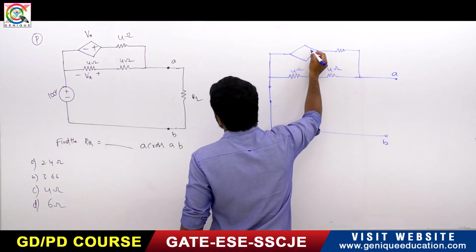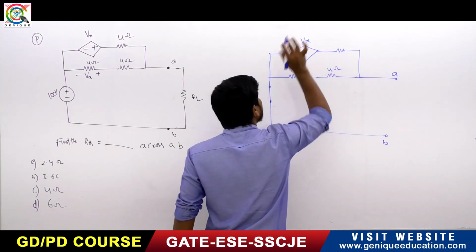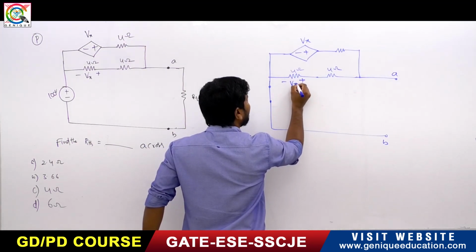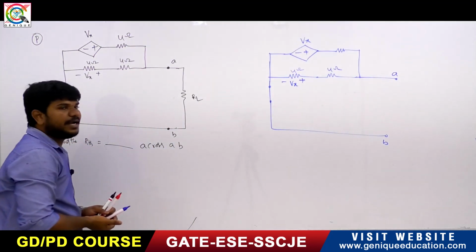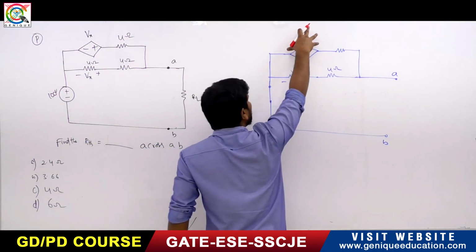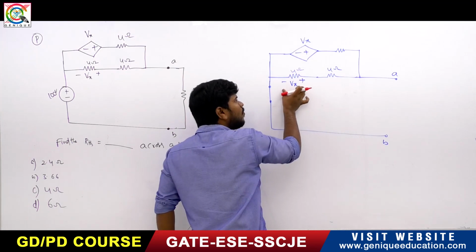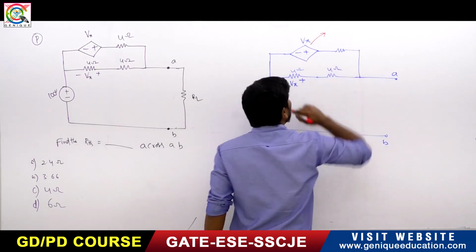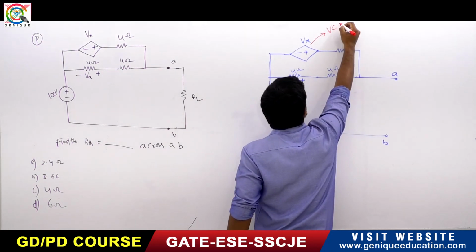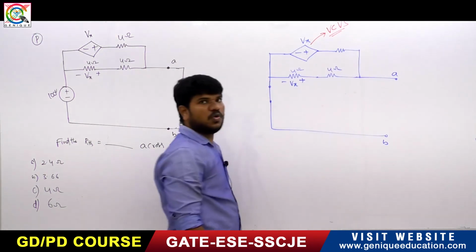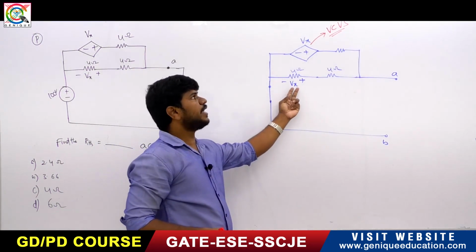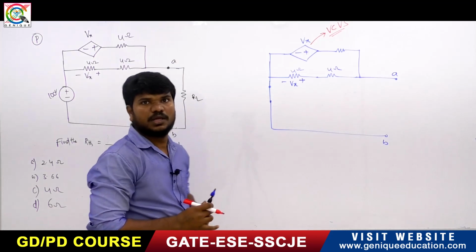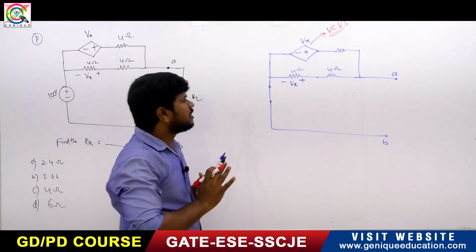It is a 4 ohm resistor, and it is a dependent voltage source. It is dependent on what? It is Vx. See, this voltage source is dependent on this. What is this? This is Vx, the voltage across the 4 ohm resistor. So what kind of voltage source is it? It is a voltage controlled voltage source. So we have to focus on this Vx. First of all, we have to know what Vx is, and after that we have to use this Vx there.